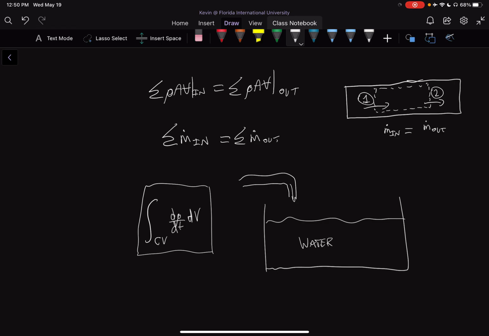Okay, but for now we're going to focus on flow systems, where the sum of the mass flow rate in is equal to the sum of the mass flow rate out.